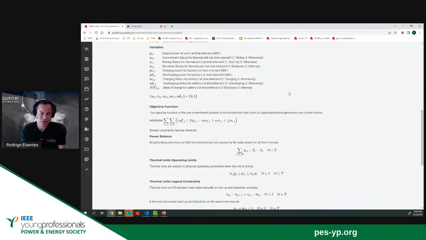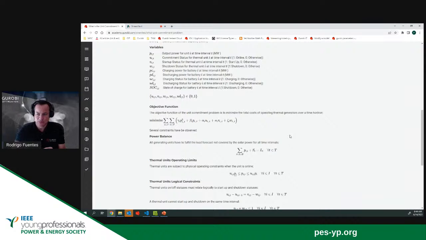Other variables are continuous. You can be between 10 megawatts and 20 megawatts or any number in between. That's a continuous variable. The state of charge can vary between 0 and 10 megawatt hours if the battery is operating. That's a continuous variable. So I hope the distinction between the type of variables is clear.